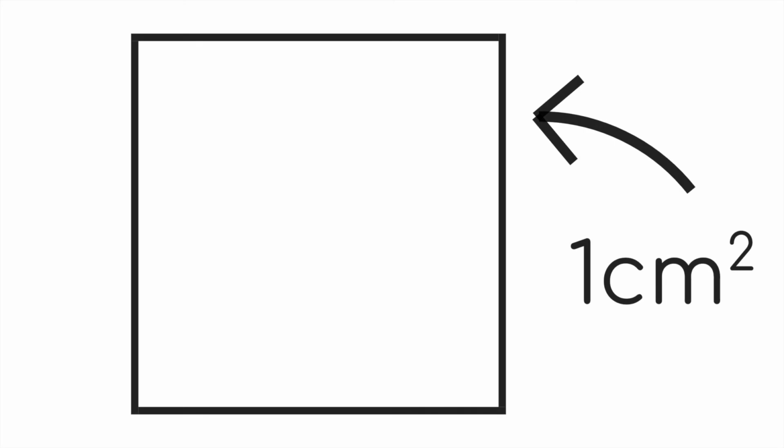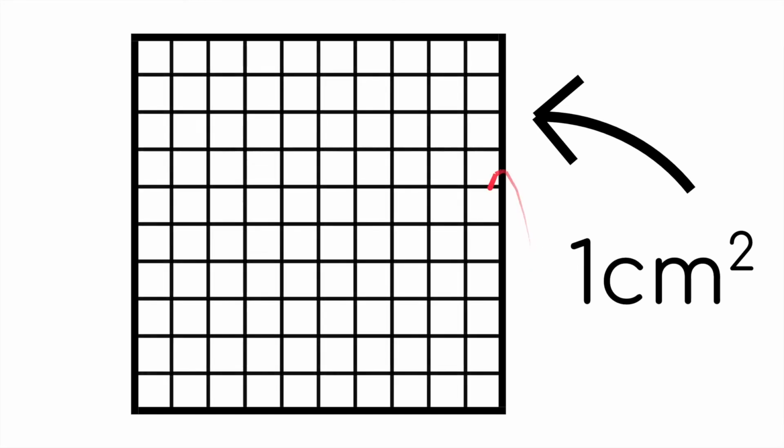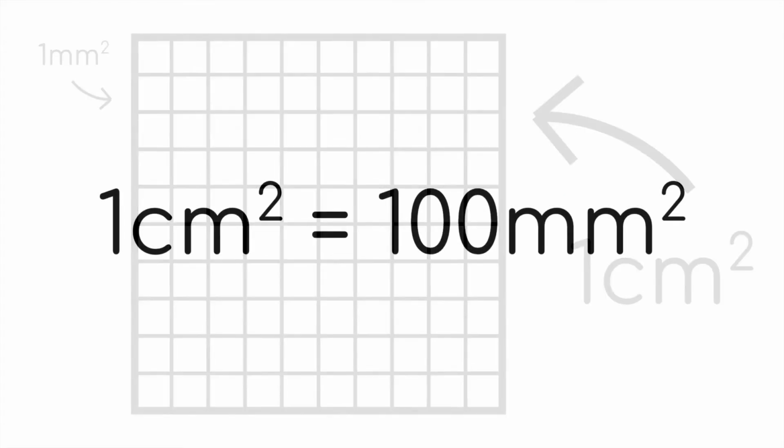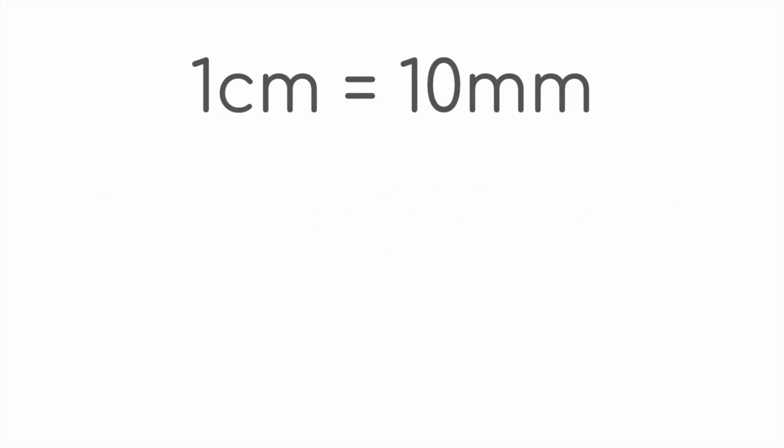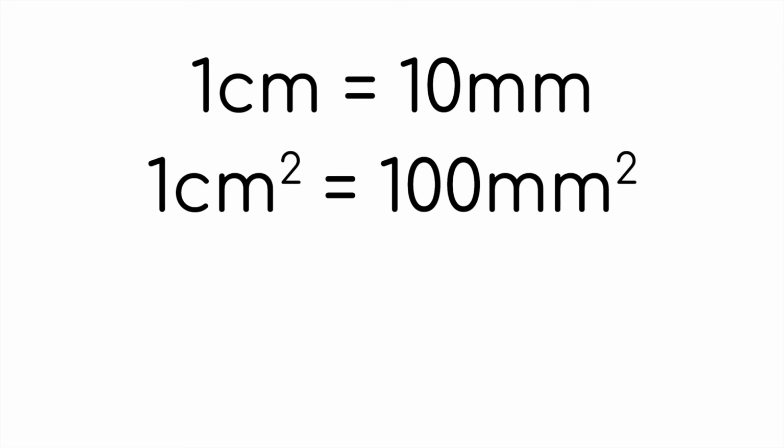Now what if we try this with area instead? Well, here we have a square that is 1 centimeter squared. Now, if we split it up into 10 on all of the sides, then connect up the points, then we will get squares of 1 millimeter squared. But notice here that instead 1 centimeter squared is equal to 100 millimeters squared. So 1 centimeter is equal to 10 millimeters, but 1 centimeter squared is equal to 100 millimeters squared.